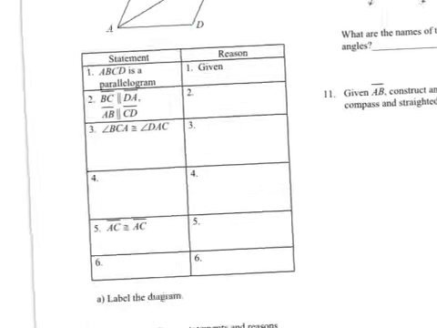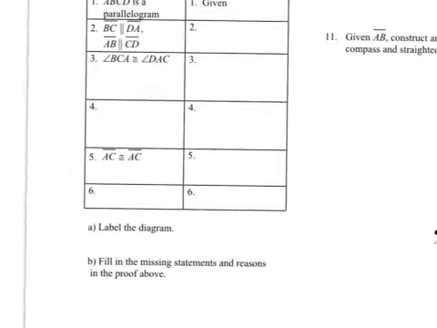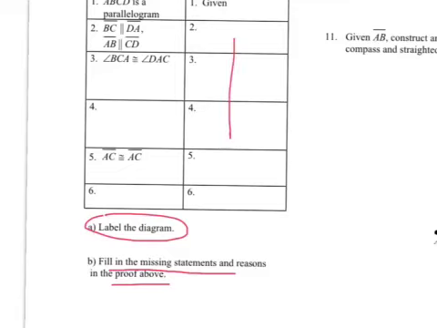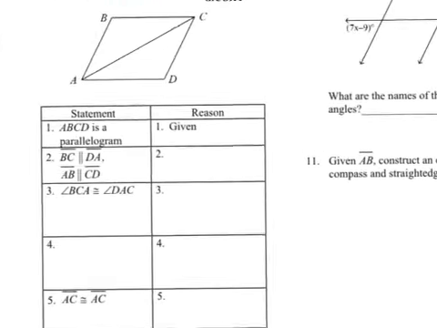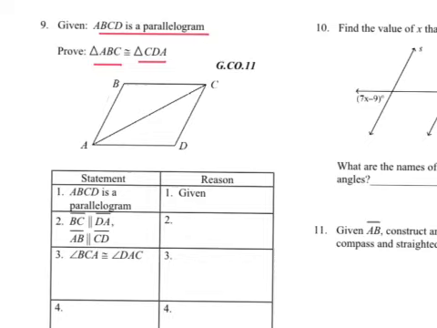And at the bottom, if you notice, it says we need to label the diagram, and then we need to fill in the missing statements and reasons for the proof above. So I will do that. So the first thing we start with is what they give us. And they gave us that it was a parallelogram.